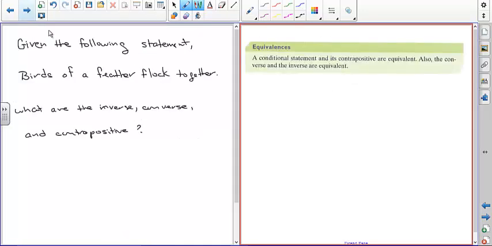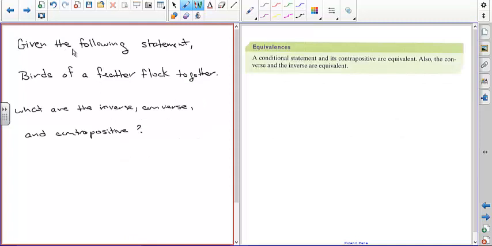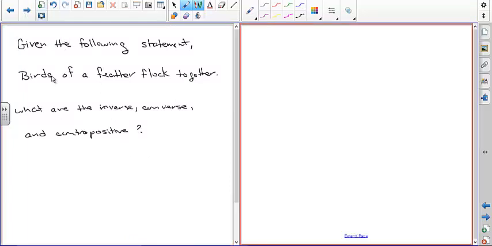So here's another one. Somebody asked, where did you come up with this saying? The first thing we have to do to write the other three different situations is make this into an if-then statement. So if you are a bird, and I'm going to take the flock together part out because that's irrelevant. The feather part is sort of irrelevant, and it just makes it easier to think about.